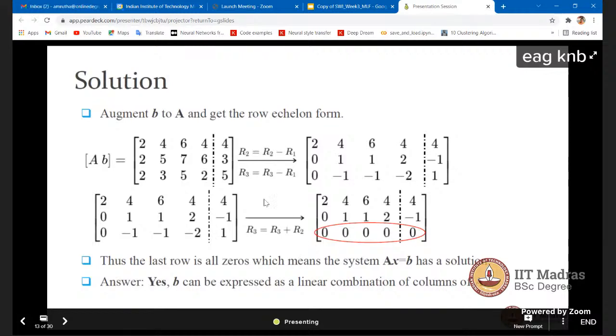So what I have done is I have augmented B with A, and if you look here, in the B vector also, the last row is equal to 0. So this leads to a solution. So this B can be represented as a linear combination of the columns of matrix A. If you do not get a 0 in this B vector's position, then B cannot be represented as a linear combination of A. So this is the simplest way.